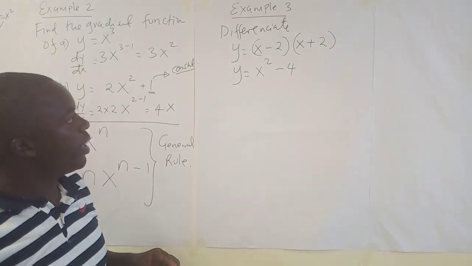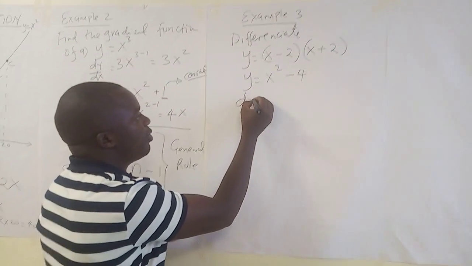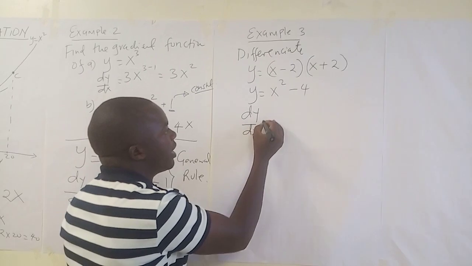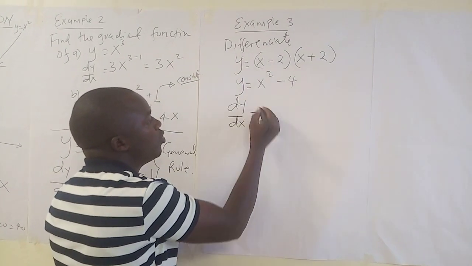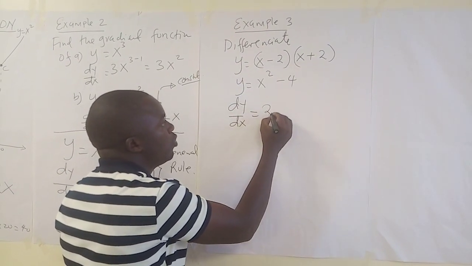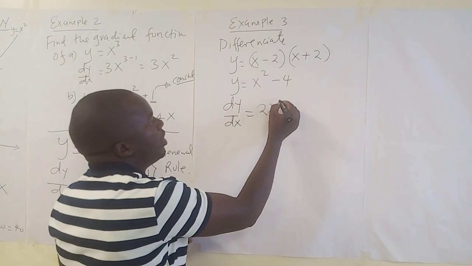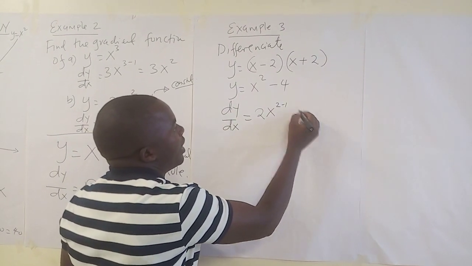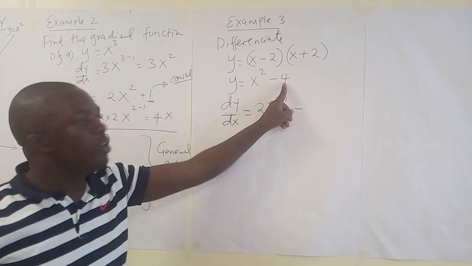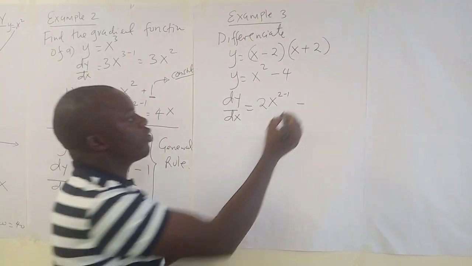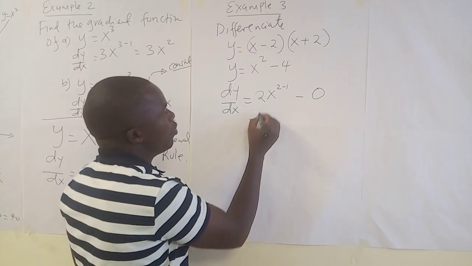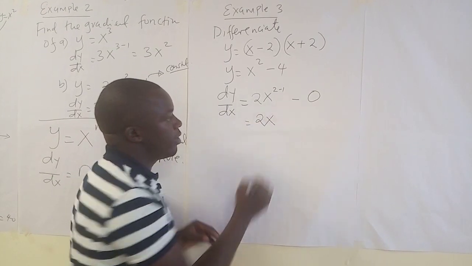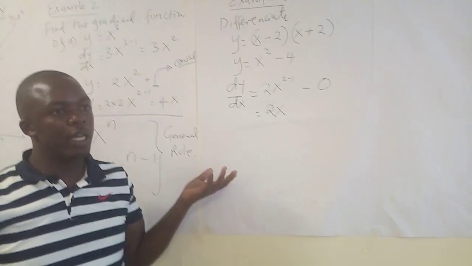I hope we are okay. So if we find the derivative, dy/dx is going to be, you bring 2 here, 2x to the power 2 minus 1, then minus the derivative of 4. This is a constant, so it's going to be 0. So the answer is going to be 2x. That's how we can get the derivative.